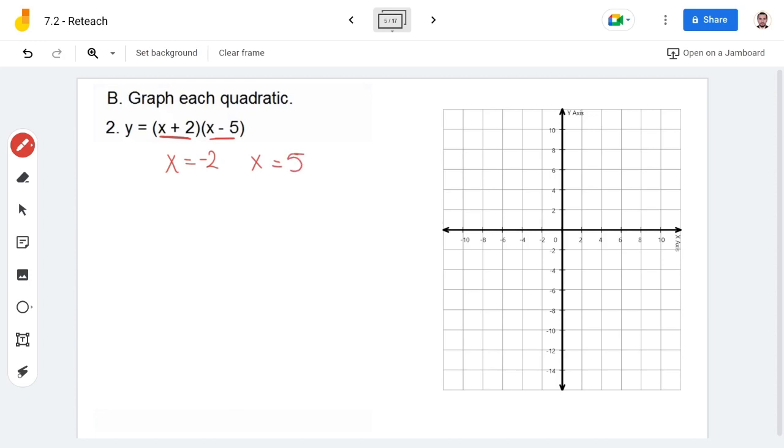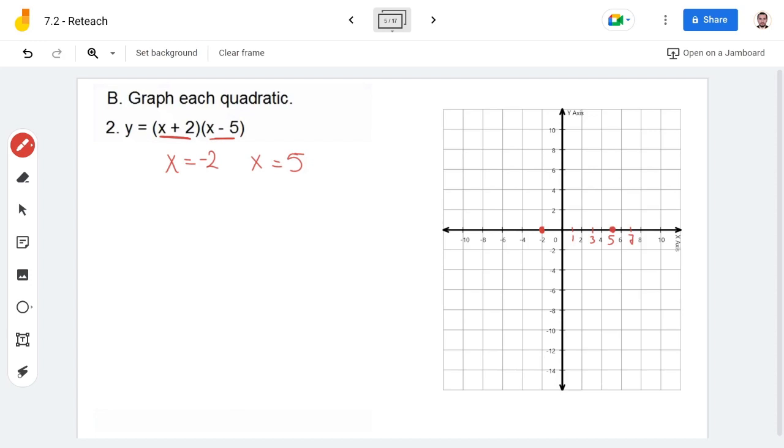So now let's plot these x-intercepts, the zeros. So negative 2, okay, and positive 5. So if this one is 1, this one is 3, this one is 5, this one is 7. 1, 2, 3, 4, 5. So it should be here. Okay, so now these are my x-intercepts.